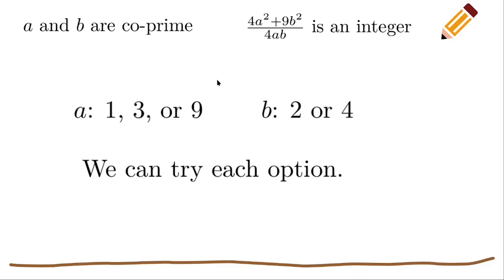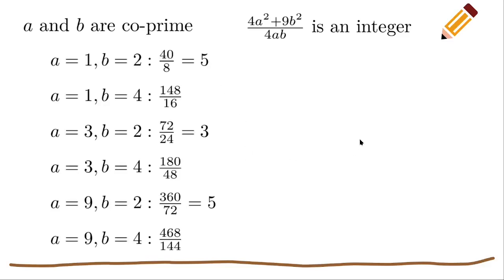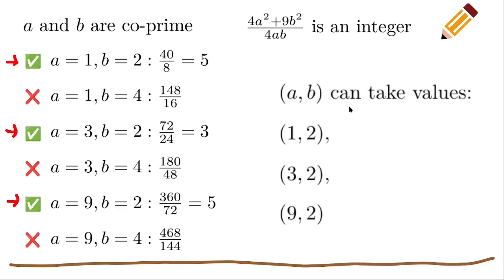And there are 6 possible combinations, and we can simply try all 6. Here I've listed out all of the possibilities, and as well as calculated the fraction. Here we have these 3 as integers and the other 3 not. And we are looking for cases where the fraction is an integer, which means we have these 3 answers right here. So a and b can take the values 1 and 2, 3 and 2, or 9 and 2.